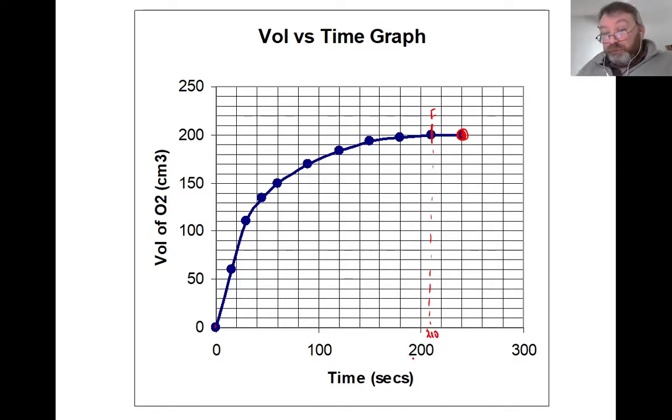So you can now use your graph to do a whole heap of things. So if somebody said to you, how much oxygen was produced at 100 seconds? What would you do? How much oxygen is produced at 100 seconds? The first thing I would do is go to the time axis, the horizontal one, and I would locate the 100 seconds.